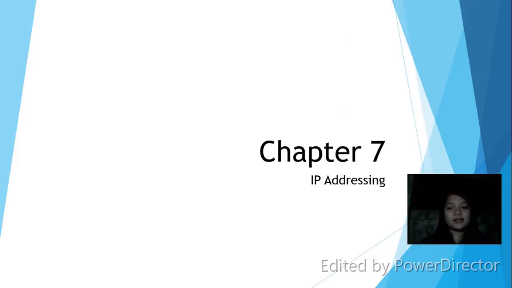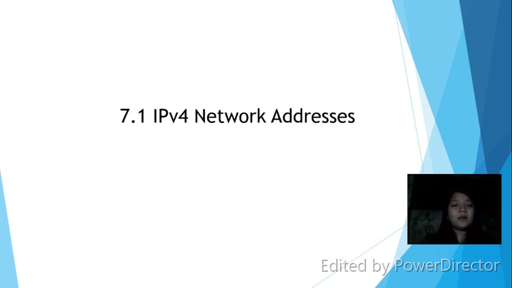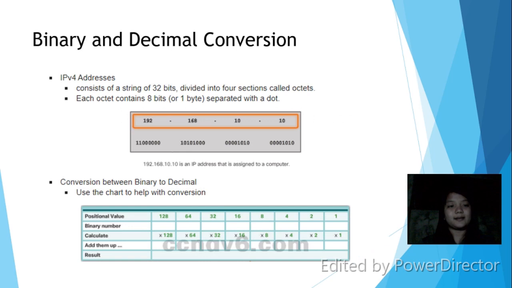This video is all about the summary of chapter 7, entitled IP addressing. IPv4 network addresses, binary and decimal conversion. IPv4 addresses consist of a string of 32 bits divided into 4 sections called octets. Each octet contains 8 bits separated with a dot. So just like this one.